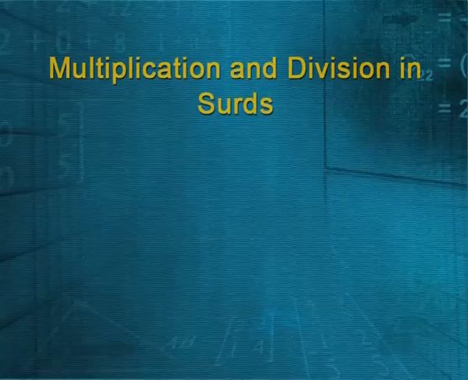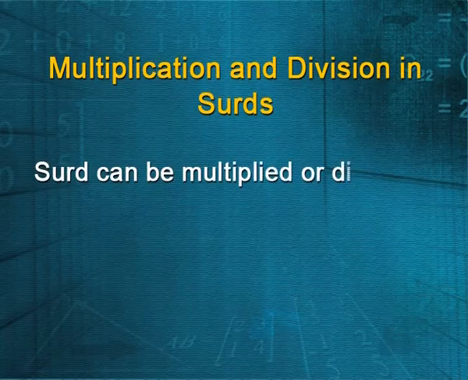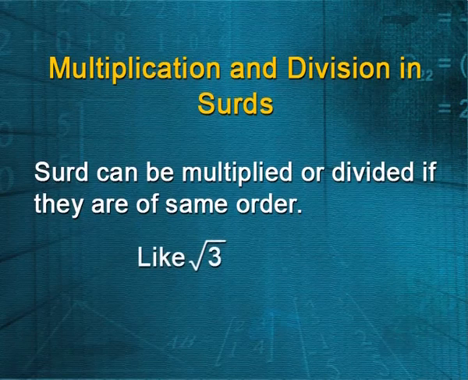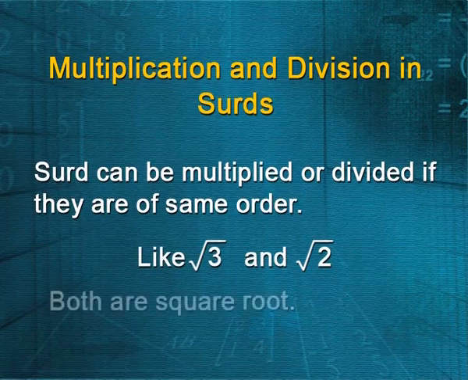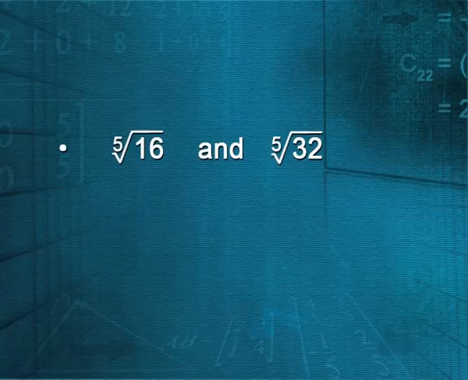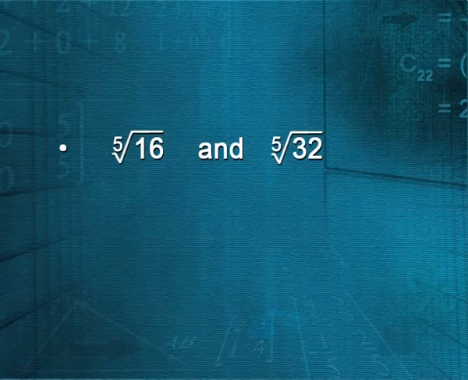Let us see multiplication and division of surds. Surds can be multiplied or divided if they are of the same order. For example, we have root 3 and root 2. Both are square roots, therefore they can be multiplied and they can be divided also. The fifth root of 16 and the fifth root of 32 both have fifth roots, therefore they can be multiplied and divided.